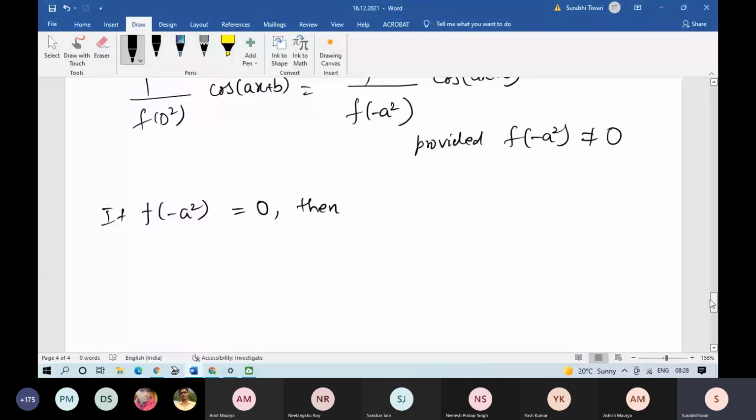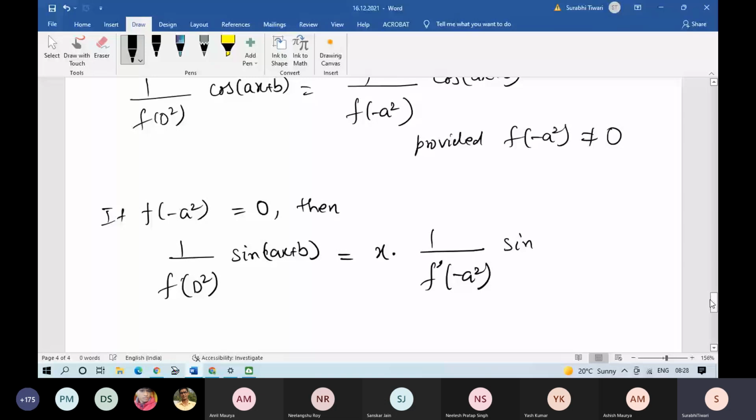So if f of minus a square is equal to 0, then what you do, you write 1 upon f D square sin ax plus b जो आपके पास था, this is equal to x into 1 upon f dash of minus a square sin ax plus b. ठीक, एक x मल्टीप्लाइड हो गया और ये डैश हो गया. अगेन प्रोवाइडेड दिस डिनोमिनेटर इज नॉट इक्वल टू 0. If f dash of minus a square is not equal to 0. Now, if it is equal to 0, you again differentiate this.